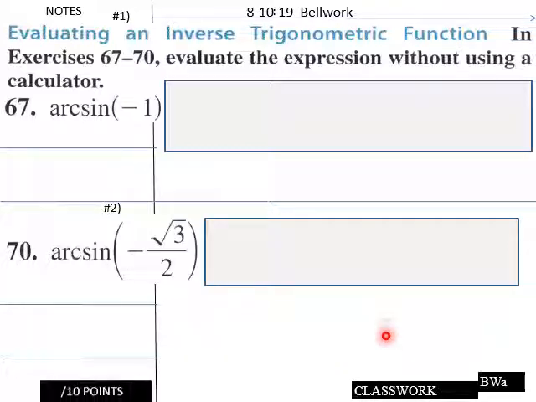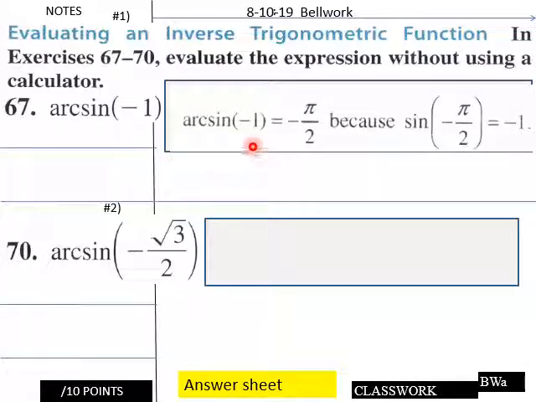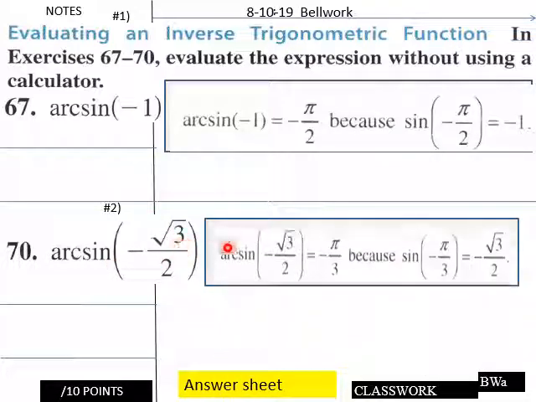Okay, teachers and students, you should be finished now for our solutions for today's bell work. Arcsine of negative 1 would be the same thing as negative pi over 2, which would be going this way on your unit circle, because sine of negative pi over 2 equals negative 1. And then down here, arcsine of the negative square root of 3 over 2.